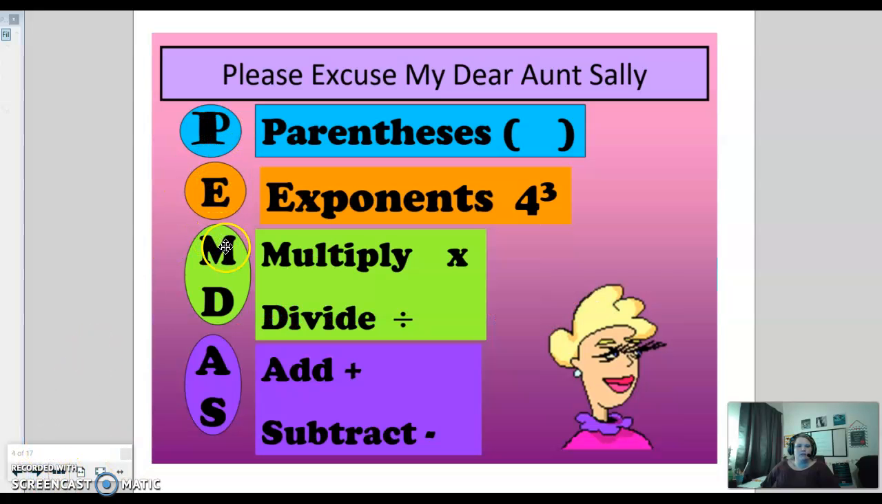So please excuse my dear Aunt Sally stands for: the P stands for parentheses. They look like the little C's forwards and backwards. It's also brackets. Any type of brackets would also fall within this area. Then we have exponents. That's with our base and our little exponent. This is the exponent, it's a small number. Then we have multiplication and division, and as you'll notice, they are grouped together. And then there is AS, add and subtract.